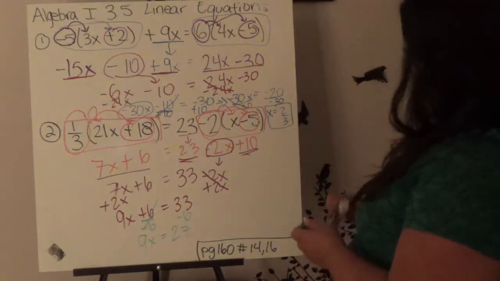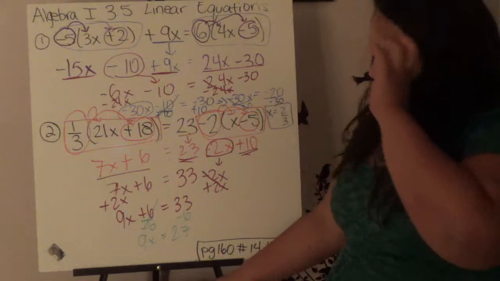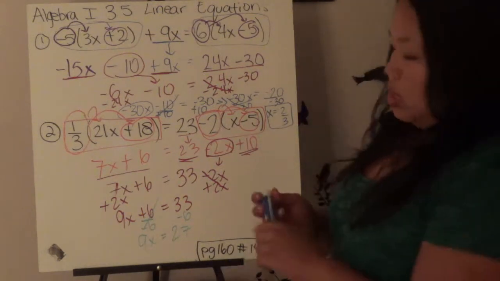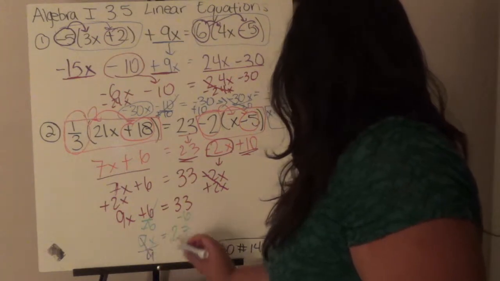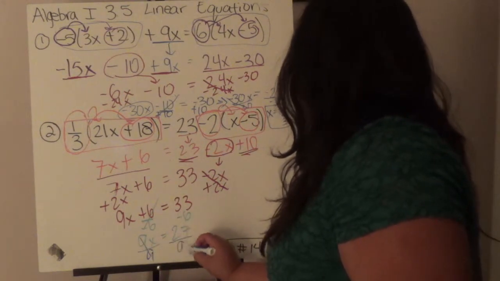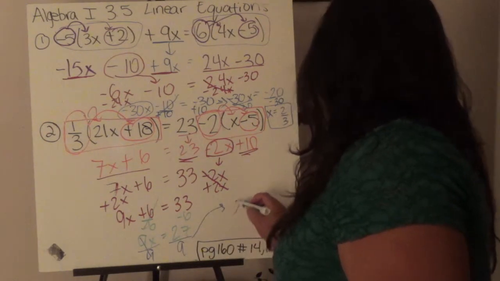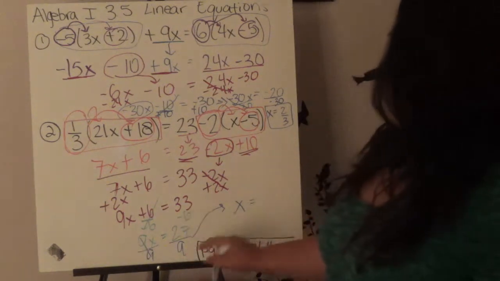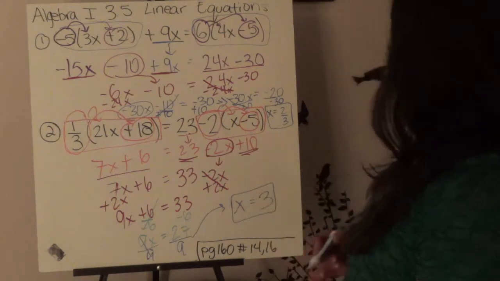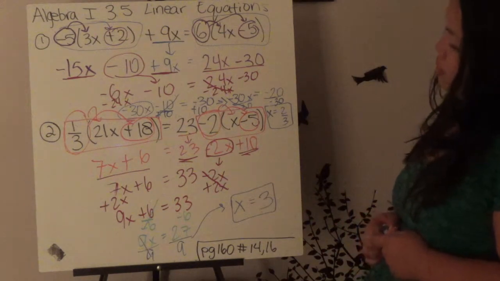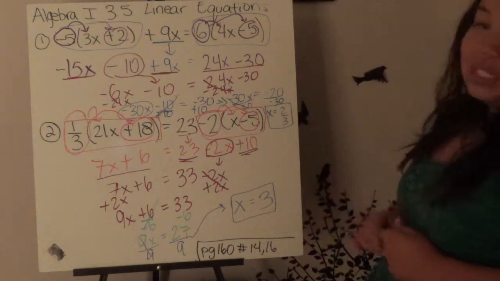My final step is to do the opposite of 9 multiplied by x, which is dividing by 9. That cancels out. I have to do it on this side. I end up with x equals 27 over 9, which is 3. And that's my answer. So go ahead and write this down.